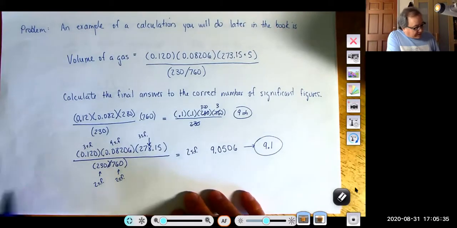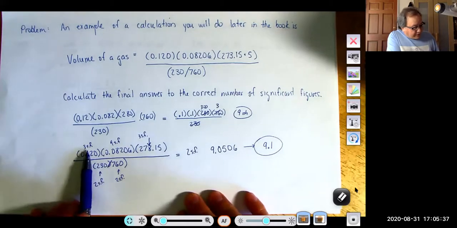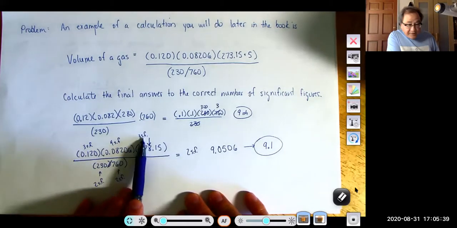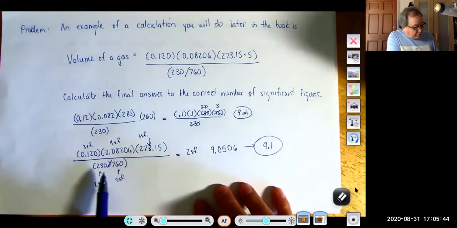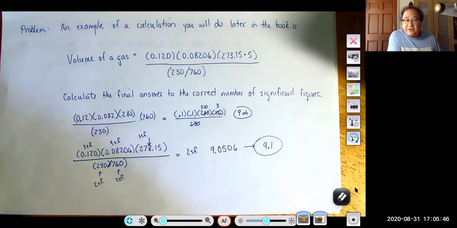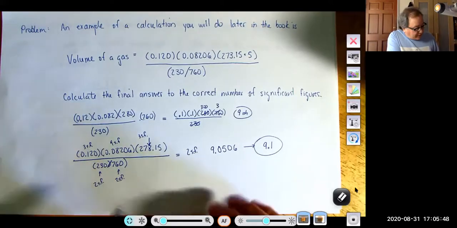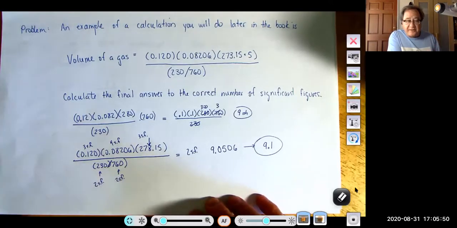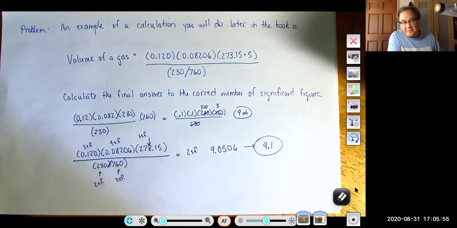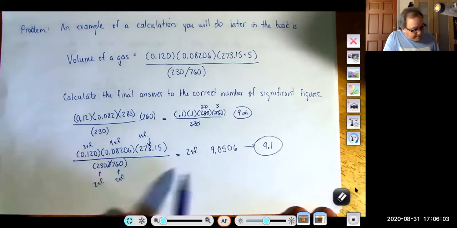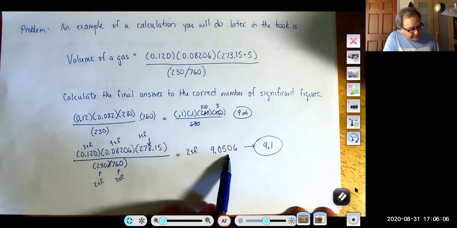Now, when I look at the rest of these numbers, I see I've got 3 sig figs, 4 sig figs. This has 3 sig figs if I had rounded it, but you're not supposed to yet. 2 sig figs, because trailing zeros don't count. 2 sig figs here also, because trailing zeros don't count. Turns out that this is one of those ones that's actually infinite sig figs, but you wouldn't know that yet. So we're going to say 2 sig figs. So that means we round to 2 sig figs. We plug all these numbers in, we get 9.0506.